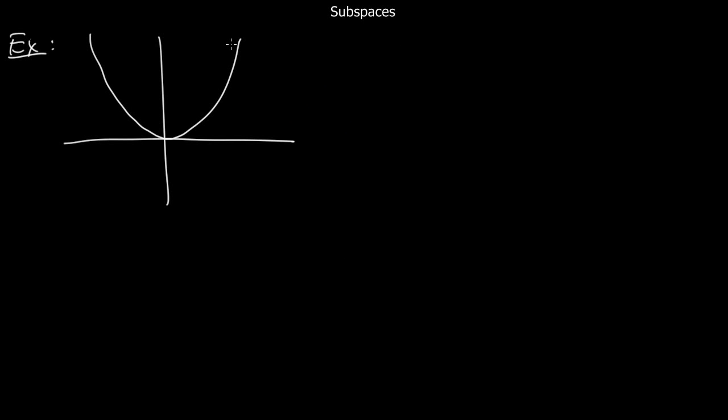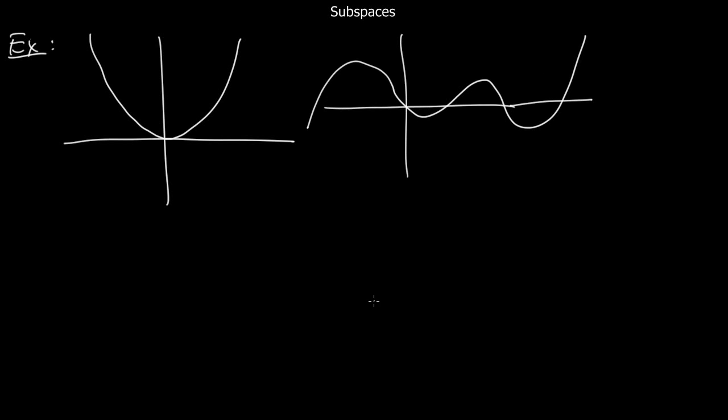So subspaces are straight, they're flat, so to speak, but they also have to go through the origin. Something that's curved can't possibly be a subspace. A parabola is an example. And any curve like this, even if it goes through the origin, if it's curved, it's not a subspace.